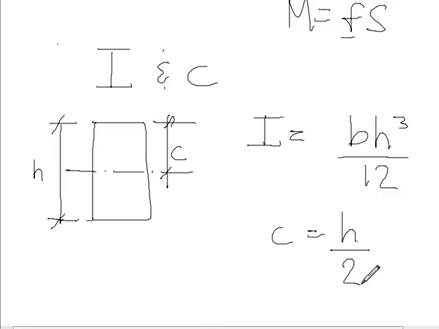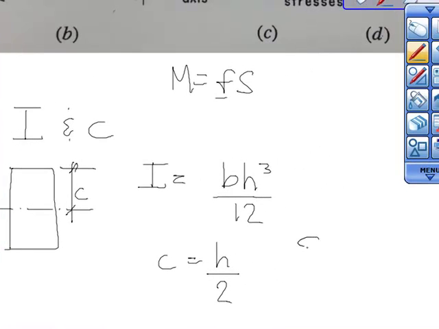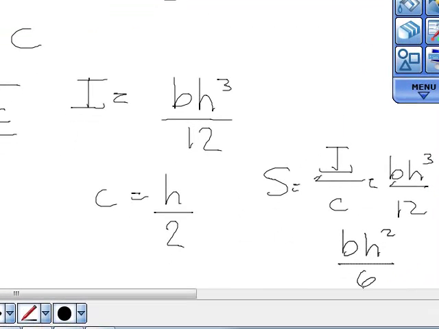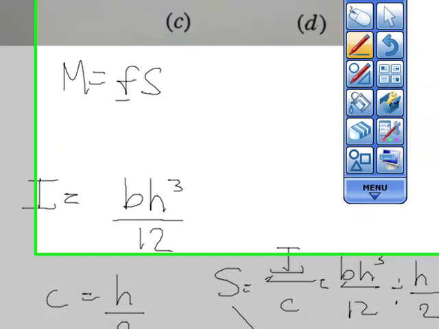With that information, you can also get the section modulus, which is S equals I over C, which also equals BH cubed over 12 divided by H over 2, which is the C, equals BH squared over 6. So that's how you can get the S.